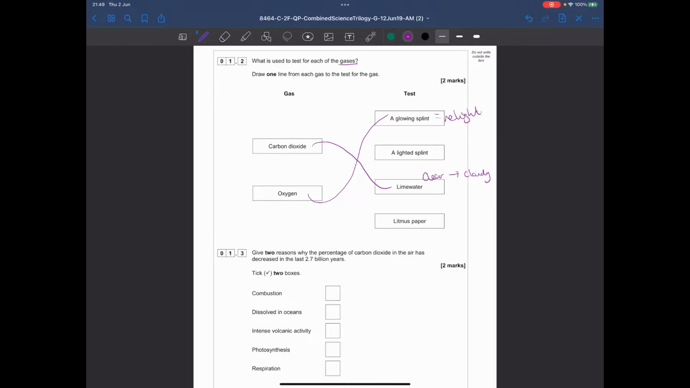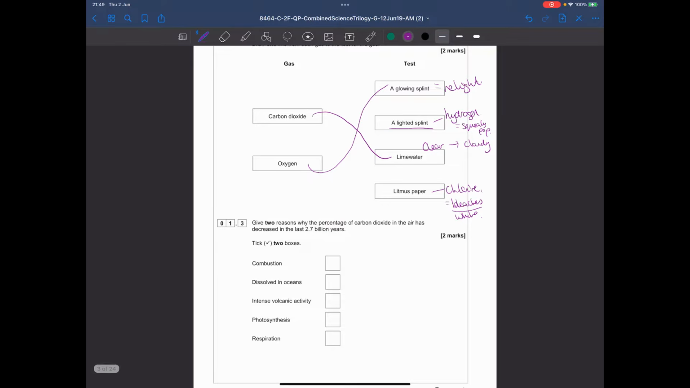A lighted splint is what we use to test for hydrogen, and that is what gives us the squeaky pop. And then litmus paper is the test we use for chlorine. And chlorine, just like if bleach gets onto your clothes, bleaches the litmus paper white. So those are the 4 different gas tests that you need to know.